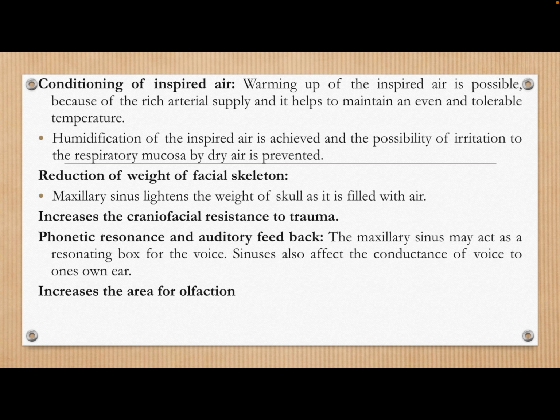Reduction of weight of facial skeleton. Maxillary sinus lightens the weight of the skull as it is filled with air. So it also increases the craniofacial resistance to trauma.